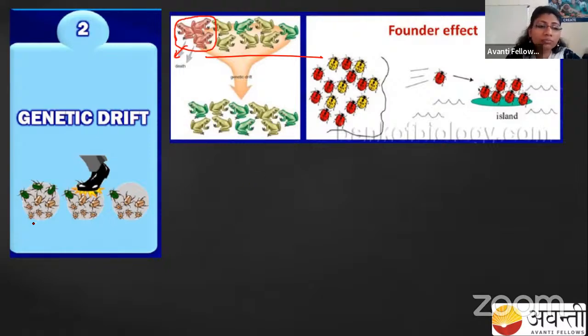Or you can see here, we have two types of beetles, the green and the skin-colored ones. The skin-colored ones get camouflaged with the environment, so the humans are unable to see those. So they are only going to kill those who are visible to us, just like the moth, which we have discussed in natural selection. Okay.